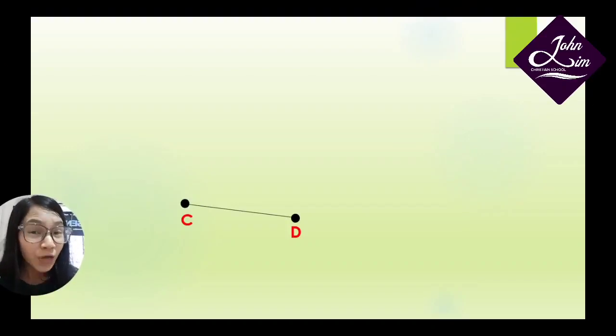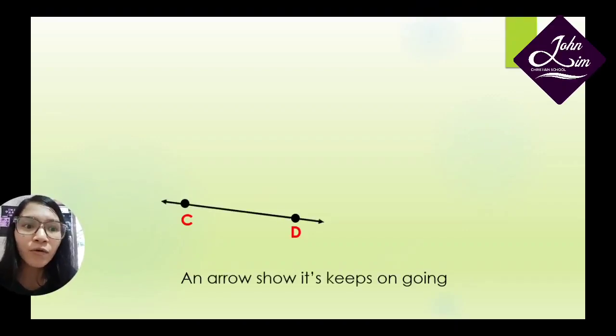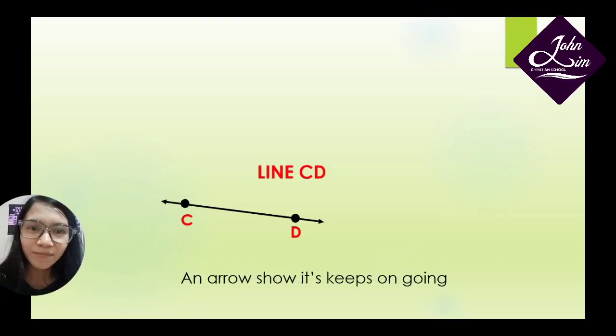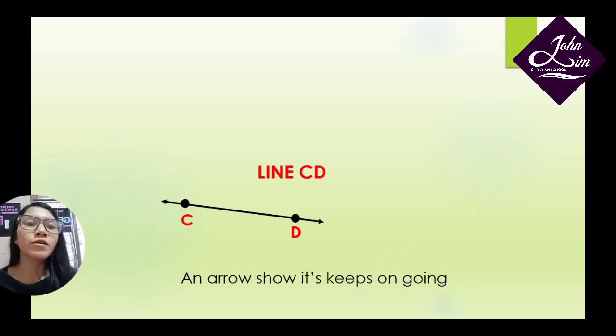And then to draw a line, let's go past it a little bit. Let's go past point D a little bit and past point C a little bit. And then we put an arrow on each side like this. Yes, an arrow shows it keeps on going. So that is line CD. So now you can distinguish between a line segment and a line. As a simple rule, we can say that a line segment has boundaries but a line has no boundaries. Okay. Now there is one type of segment that we need to talk about.